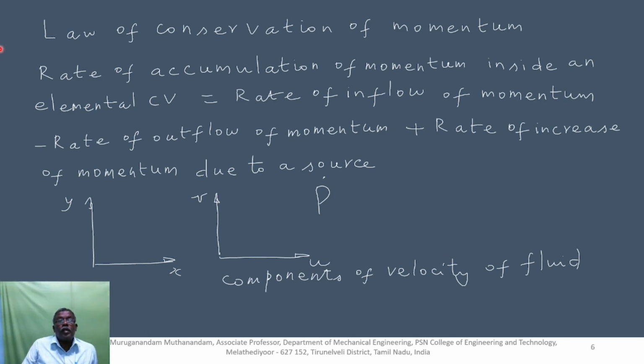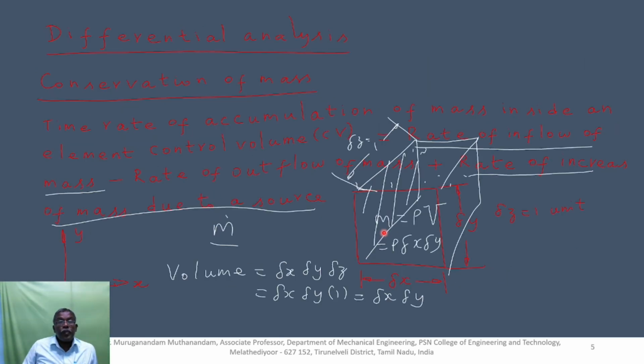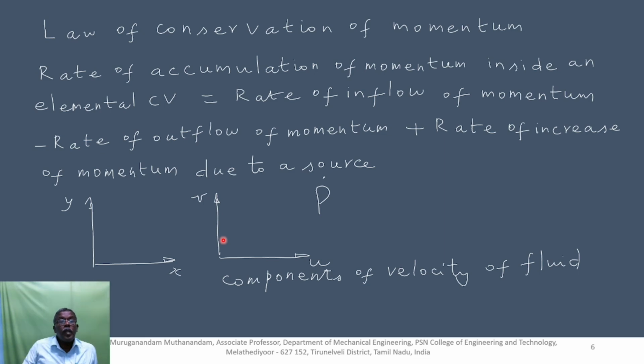The law of conservation of momentum, when applied to the same control volume, is stated as follows: the rate of accumulation of momentum inside an element of the control volume is equal to the rate of inflow of momentum minus the rate of outflow of momentum plus the rate of increase of momentum due to a source. The mass flow is given by m dot, lowercase m. The momentum flow is given by uppercase P dot.